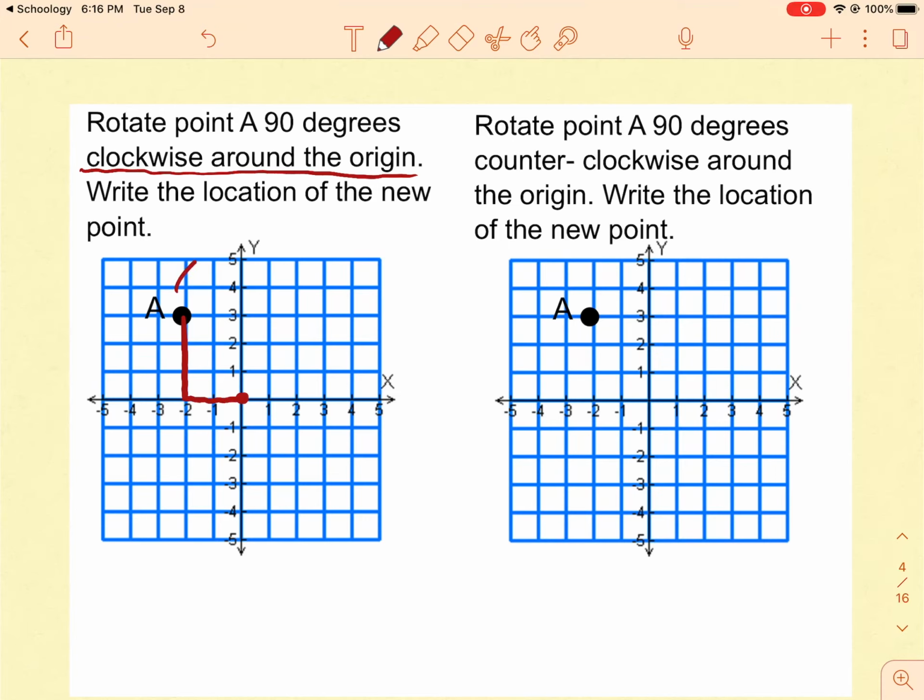And rotating clockwise 90 degrees, we see there is 2 horizontal spaces. That becomes 2 vertical spaces. And then the 3 vertical becomes 3 horizontal. And that new location, A prime, is going to be at 3, 2.